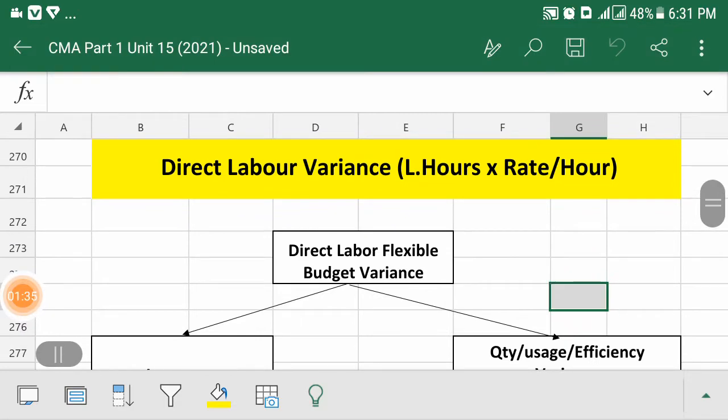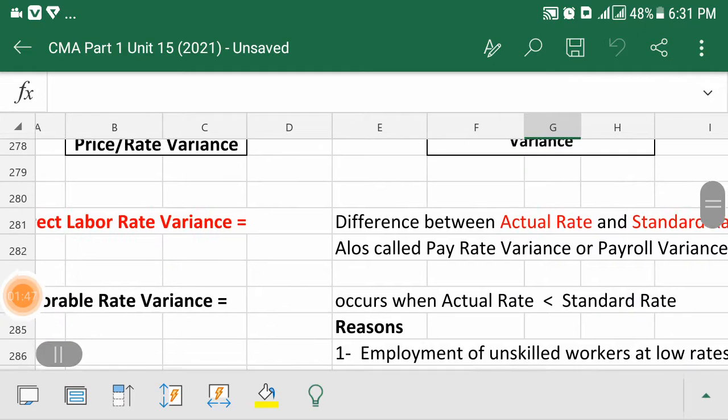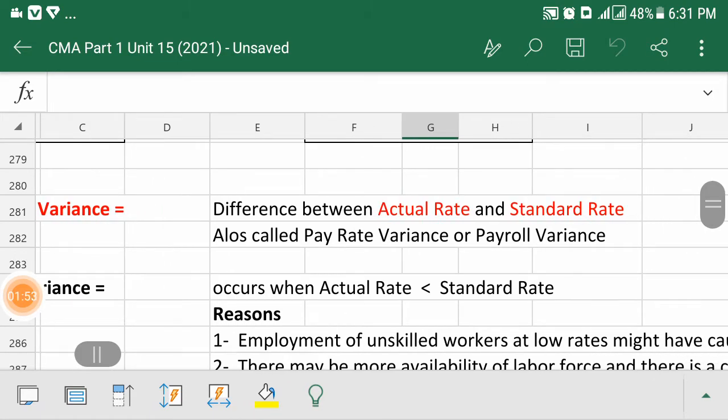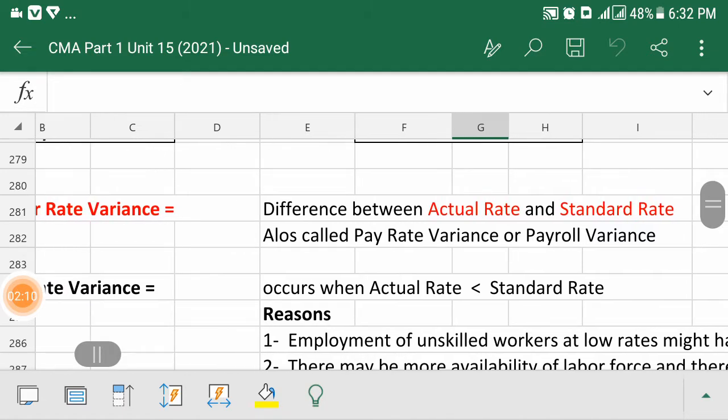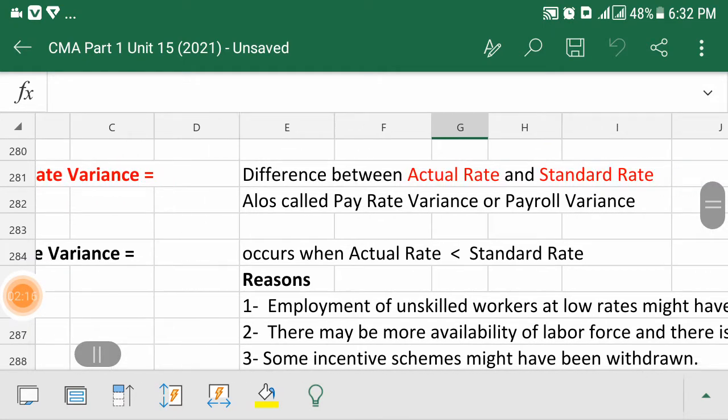Here there are two types of labor variance. One is the direct labor flexible budget variance: one is the price or rate variance, and the other is the quantity, usage or efficiency variance. If we see the formula, the direct labor rate variance is equal to the difference between the actual rate and the standard rate. The standard rate means the budgeted rate. This difference is called the labor rate variance, also called the pay rate variance or payroll variance.